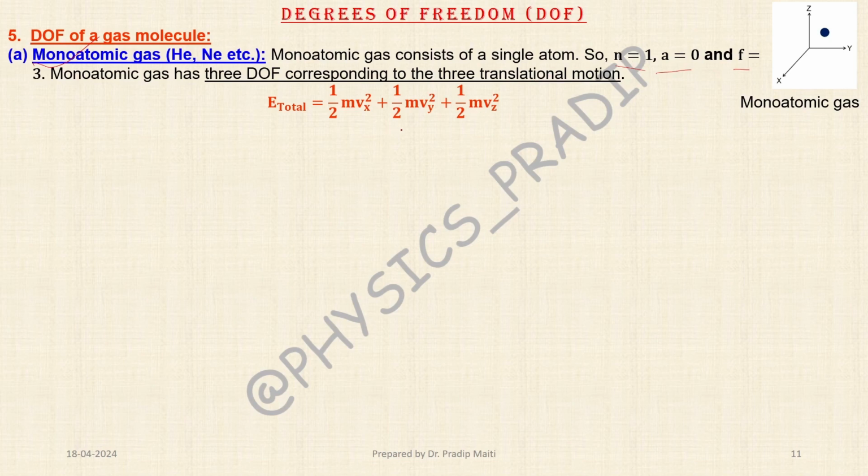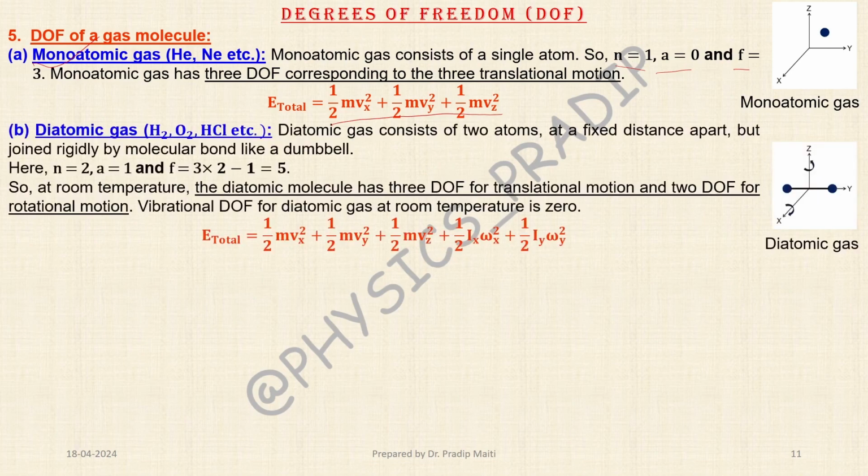And if we give some energy to the monoatomic system, then energy will be distributed equally in all the coordinates, and it will be half m vx square plus half m vy square plus half m vz square, where vx, vy, vz are the velocities of the monoatomic gas particle along x, y and z axis.